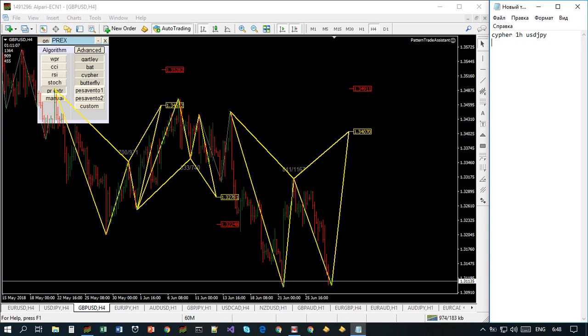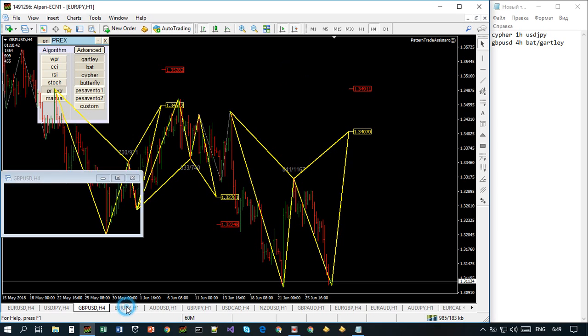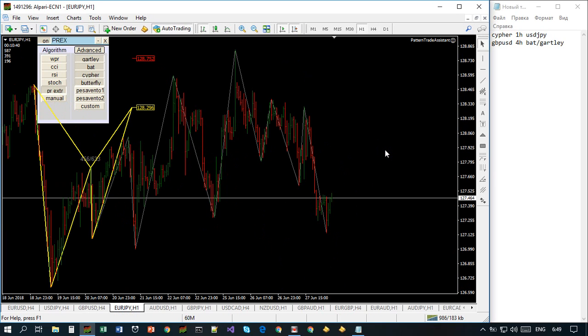Let's do it this way. I will type GBP USD 4-hour, and first the advanced pattern and then the harmonic pattern. You can see bat means advanced bat and Gartley means harmonic, sorry. Euro yen 1 hour, continue.